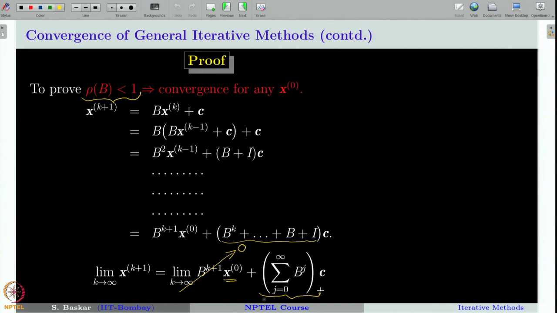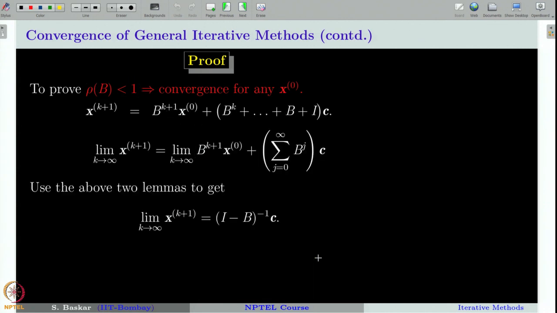Now, again, you can use the second lemma, which says that if the spectral radius of matrix B is less than 1, then this series converges and the limit of this series is nothing but (I minus B) inverse. Now, we will put these two lemmas into this expression. Remember, this tends to 0 and this will be equal to (I minus B) inverse. Therefore, the limit as k tends to infinity of x_{k+1} is equal to this. This is the limit of this sequence. So, the limit exists, that is what we have seen using these two lemmas.